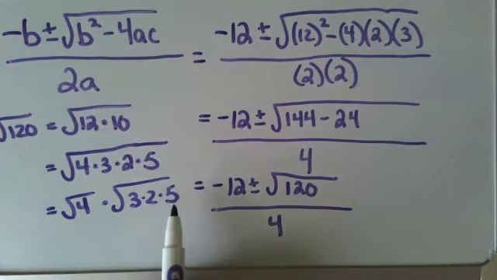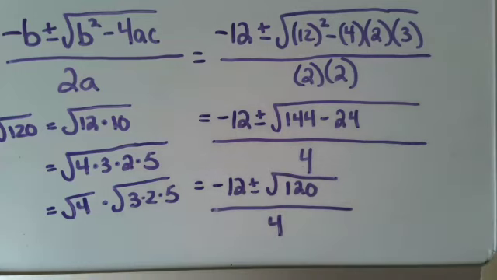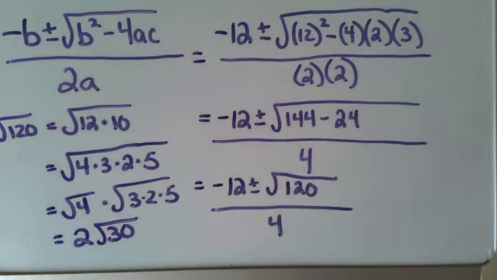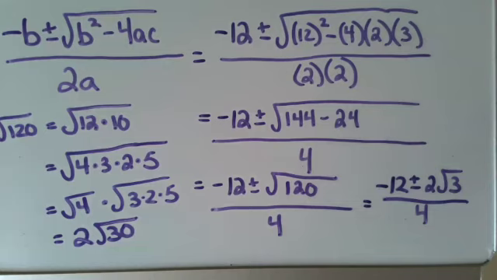3 and 2 and 5, those are all prime numbers. Those don't break down any further. But the square root of 4 turns into 2. And 3 times 2 times 5 is just 30. So the square root of 120 turns into 2 times the square root of 30. That's the simplified version. Okay, now the moment has arrived to deal with that 4.